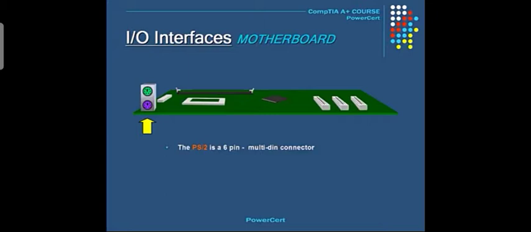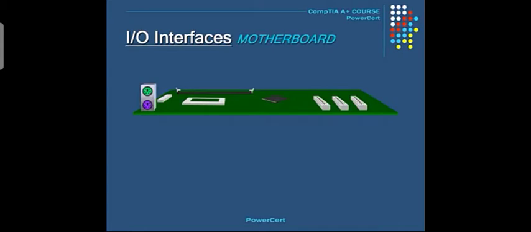One connector is for plugging in the mouse. This is the green PS2 slot. And the other is for plugging in the keyboard, which is the purple slot. But PS2 connectors are an older technology and is slowly being phased out in favor of the USB port.